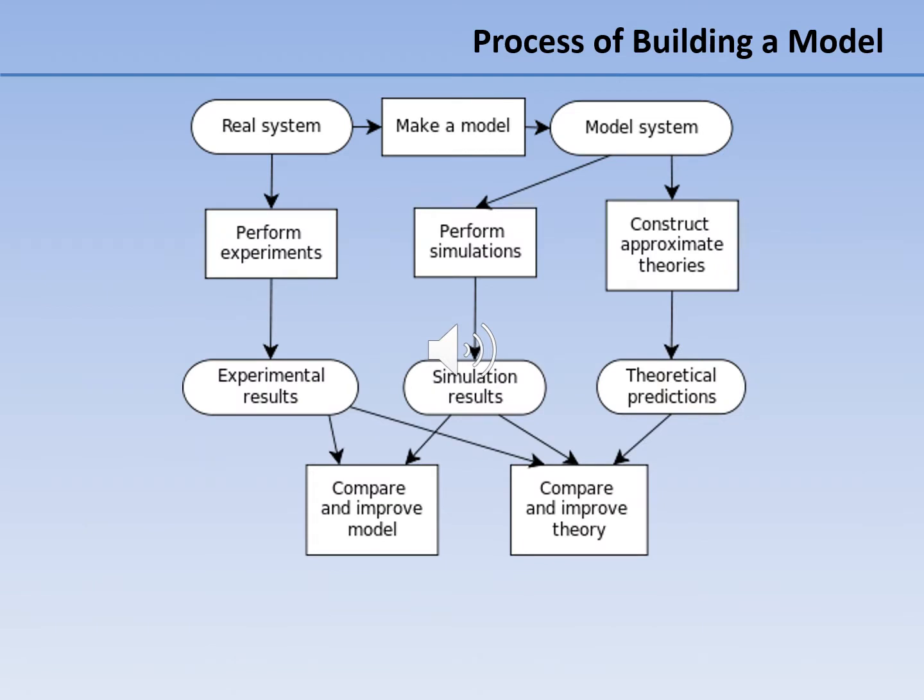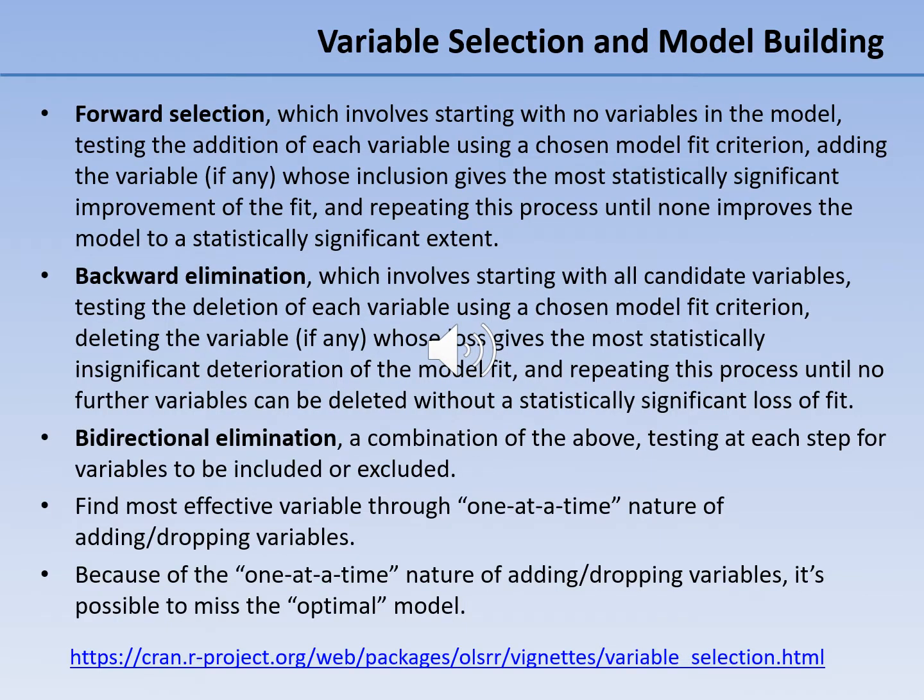This slide is a flowchart that shows the relationship between experiment, simulation, and theory. This slide talks about variable selection in model building. You find the most effective variables through dropping and adding variables one at a time. However, one at a time adding and dropping of variables makes it possible to miss the optimal model.